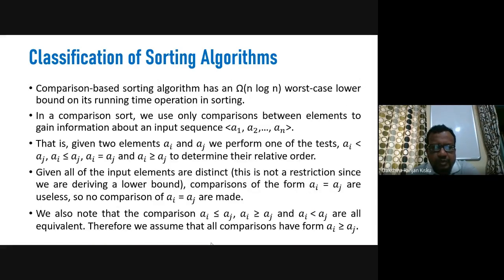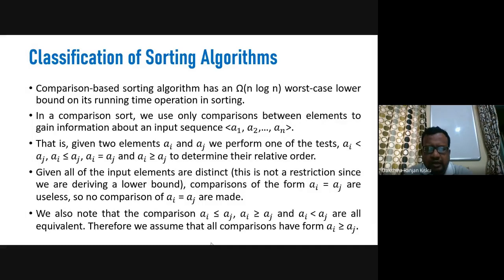Now, a comparison based sorting algorithm has an omega n log n worst case lower bound on its running time. This is a very familiar case. If we consider comparison based sorting algorithms, then we will see this omega n log n worst case lower bound on running time. In a comparison sort, we use only comparisons between elements to gain information about the input sequence. So what type of information do we want to gain? We are interested in the relative order of the elements in the array.